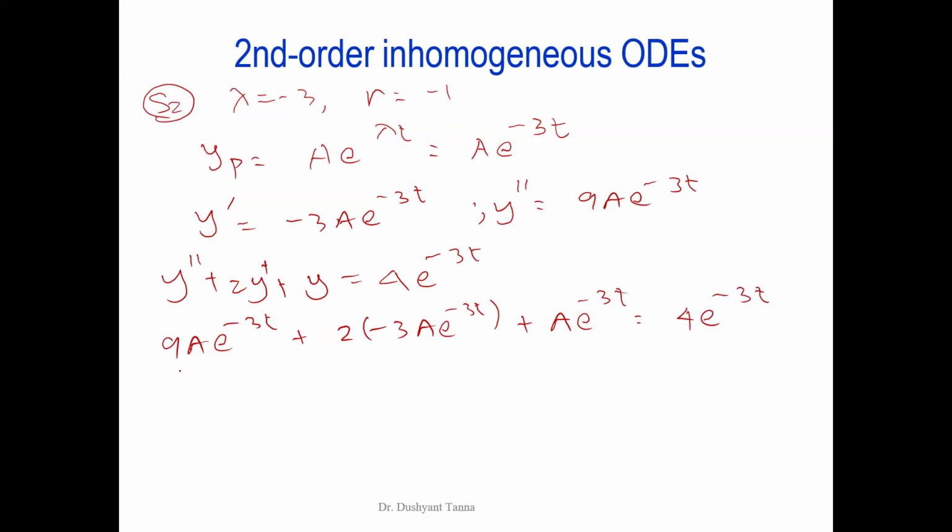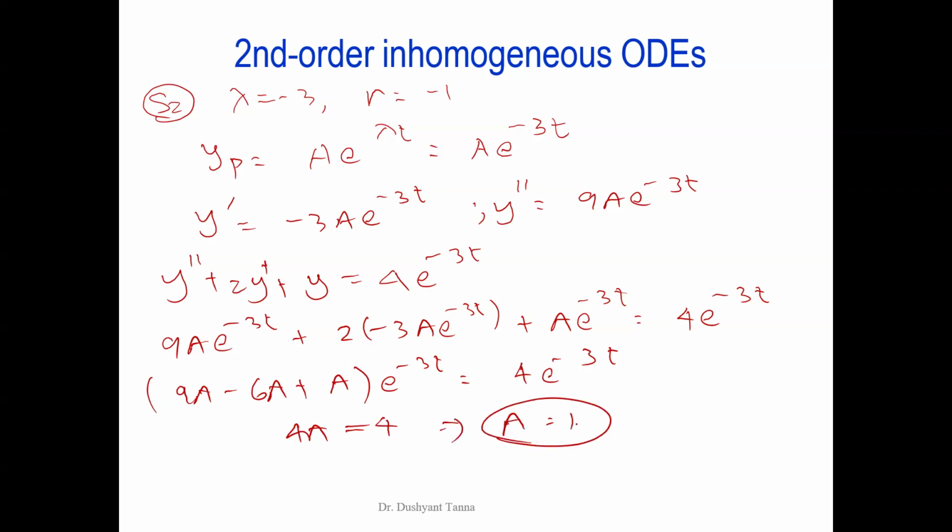So 9a minus 6a plus a. e raised to -3t is 4 e raised to -3t. The exponential e raised to -3t is never 0, so you can get rid of it. So 9 plus 10, 4a is equal to 4, and therefore a is 1. If a is 1, your final yp is e raised to -3t.